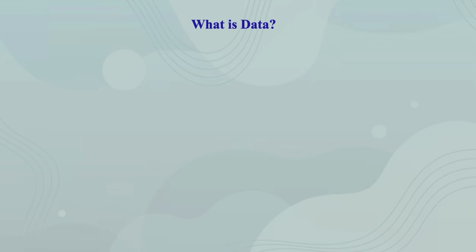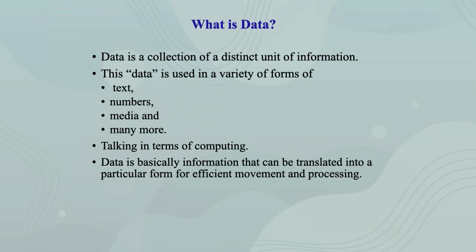So, what is data? Data is a collection of distinct units of information, and this data is used in a variety of formats like text, numbers, media, and many more. In computing terms, data is basically information that can be transformed into a particular form for efficient movement and processing. Examples of data are age, weight, height, etc.